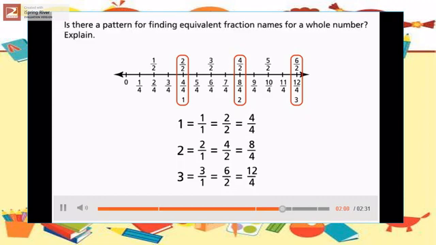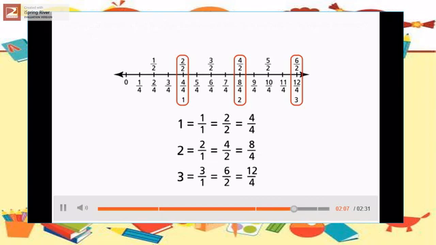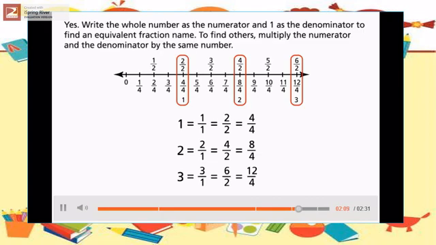Is there a pattern for finding equivalent fraction names for a whole number? Explain. Yes, write the whole number as the numerator and 1 as the denominator to find an equivalent fraction name. To find others, multiply the numerator and the denominator by the same number.